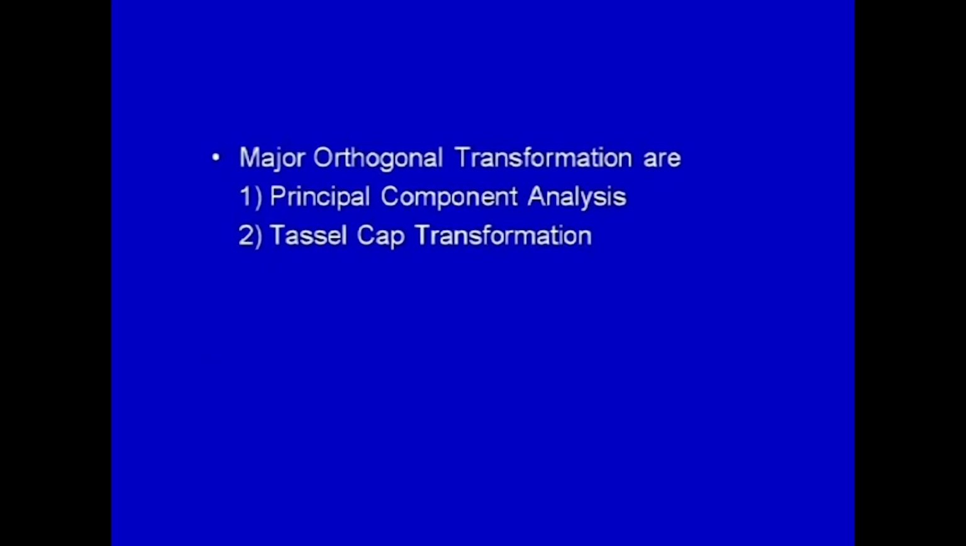In my previous session, I had discussed the simple image transformation techniques. In this session, I am now going to discuss some of the orthogonal transformations that can be applied to a digital image, and thereafter some of the special indices which have been developed to identify information other than vegetation. So, first of all, let us look at the major orthogonal transformation schemes that we have. These are principal component analysis and tassel cap transformation.